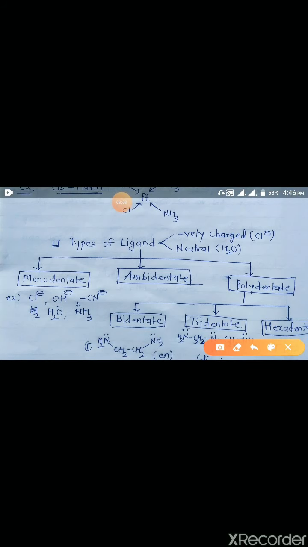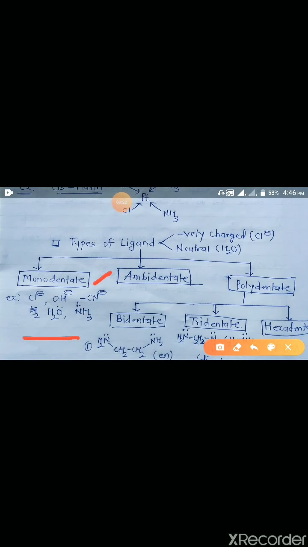I'll first explain monodentate ligand. Now mono means single and dentate means site to catch or site to bind. That is, the ligand which has only one donor atom or one site to bind. Such ligands are called monodentate ligands.